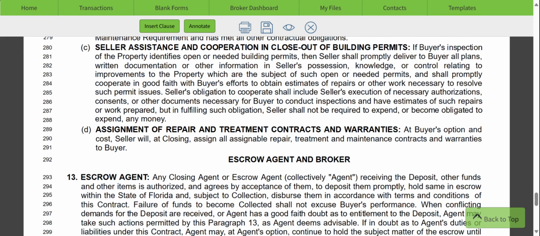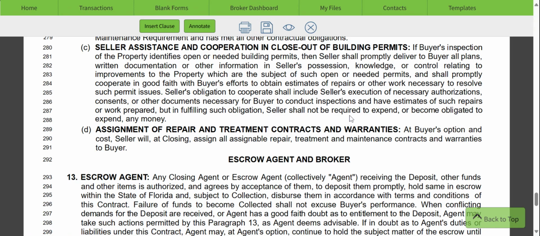Okay. The as-is contract obligates the seller to cooperate, obligates the seller to keep the property in its current condition, and cooperate with the inspections of the property. Okay, the seller is not required to expend any money. There is no money that the seller will put up in an as-is contract.